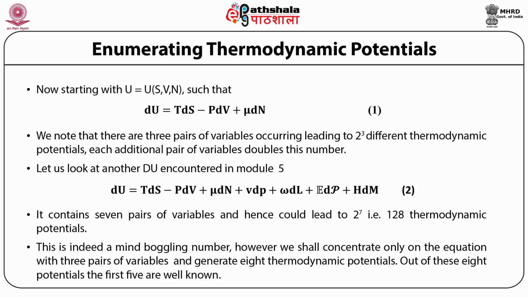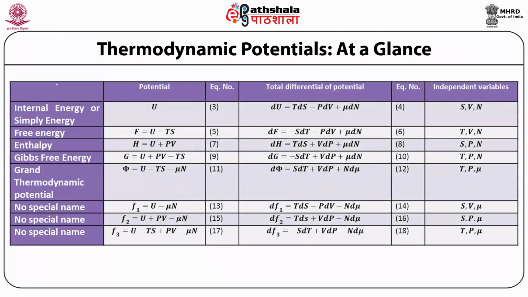Out of these 8 potentials, the first 5 are well known. Here I am interested in giving you a glance of the thermodynamic potentials which we encounter in thermodynamics and statistical mechanics. The first 5 thermodynamic potentials which we are going to use in statistical mechanics are internal energy, free energy, enthalpy, Gibbs free energy, and grand thermodynamic potential. The other 3 thermodynamic potentials which we can define have no special names.